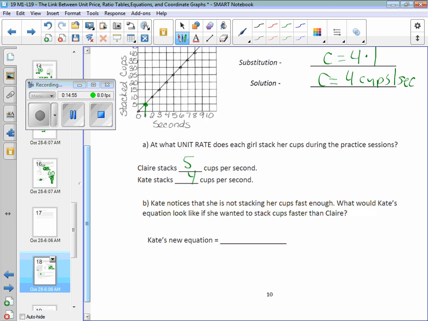Understand? Are we good? Who's quicker? Who's slower? Who's quicker? Claire's quicker. Not by much, but she is quicker.